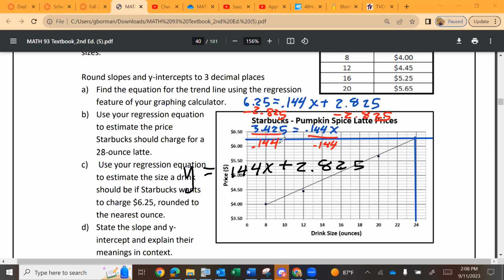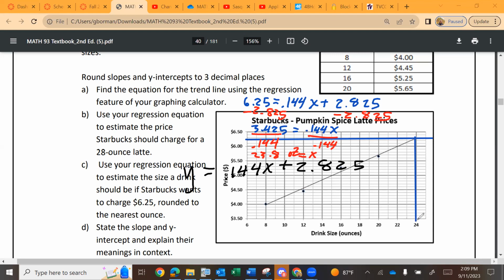Okay, 0.144. I'll just go one decimal point because this is not a slope or a y-intercept. I get x equals 23.8. And what are the units for x? x is ounces. Remember, you've got to include your units or you're wrong. Okay, 23.8 ounces.